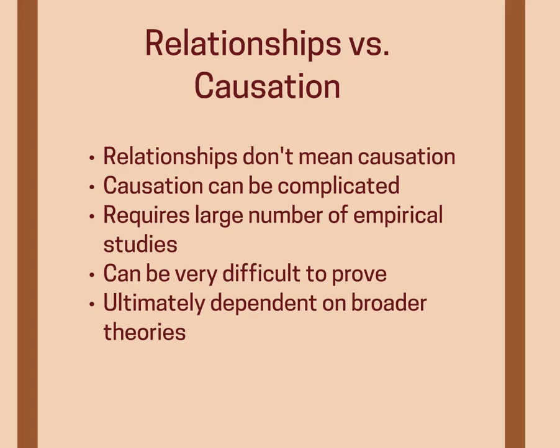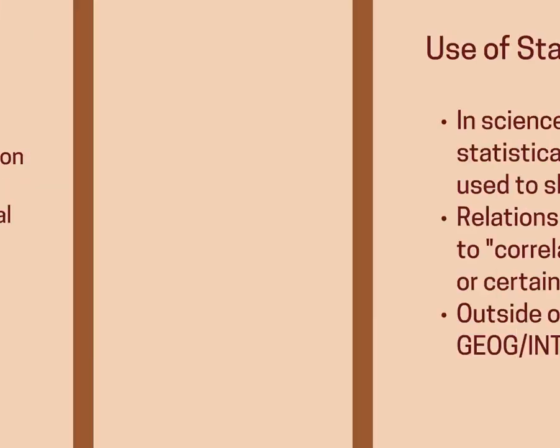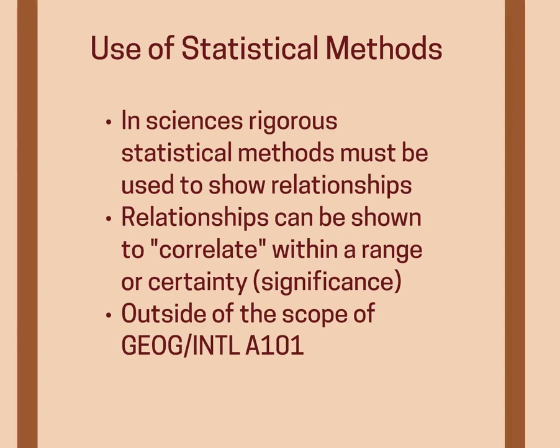Generally, to demonstrate causation, it requires large numbers of empirical studies, the refinement of different types of theories to understand what exactly is happening in relationships. And they can be very difficult to prove. Ultimately, though, they're dependent on the development of theories that help us to demonstrate that causation.